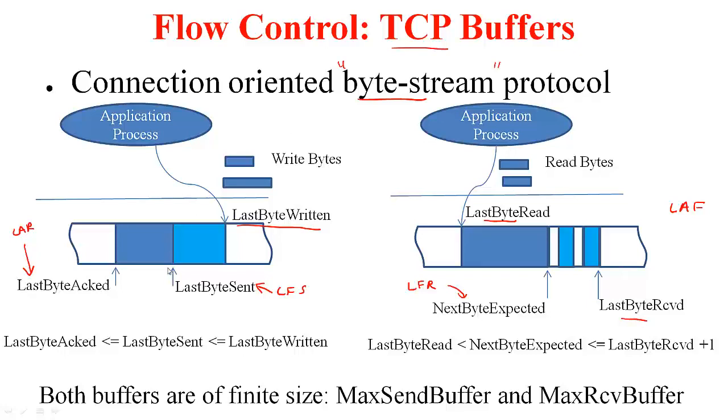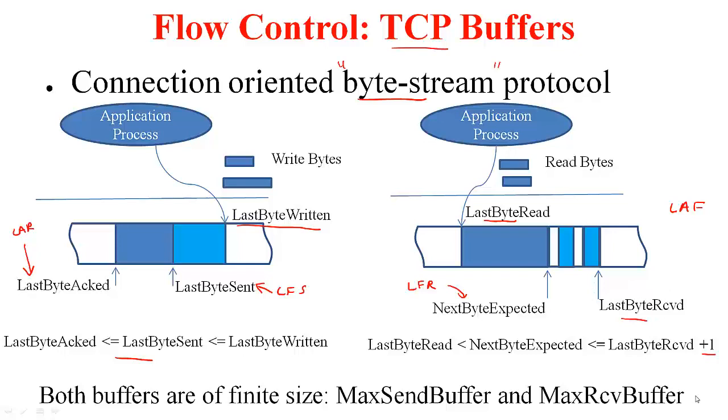Naturally, these relations are true at the sending side in that the last byte ACK will be less than or equal to the last byte sent, which will be less than or equal to the last byte written. And similarly, at the receiving side, the last byte read will be less than the next byte expected, which can be less than or equal to the last byte received plus 1. Why is this 1 arising? In case there are no holes, next byte expected will be 1 more than what was received properly.